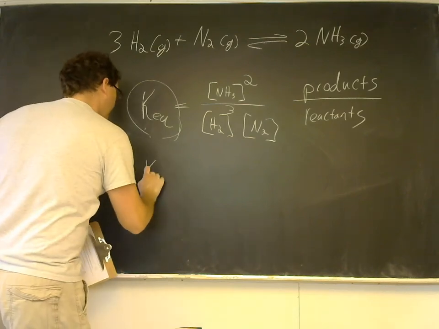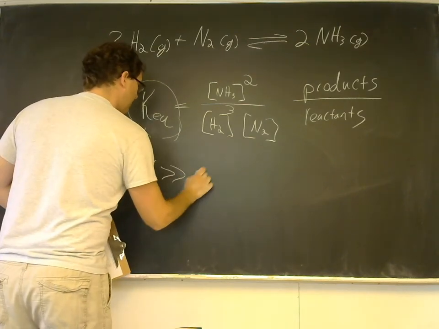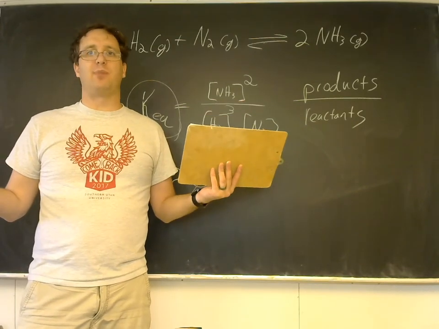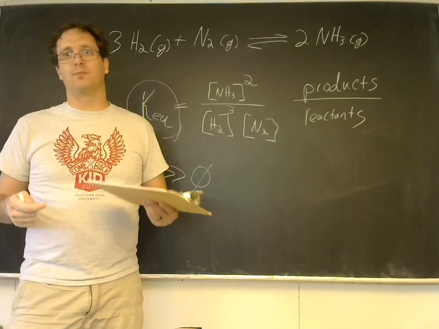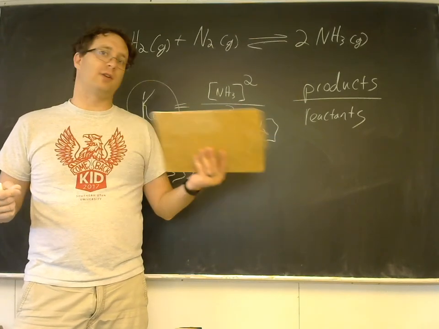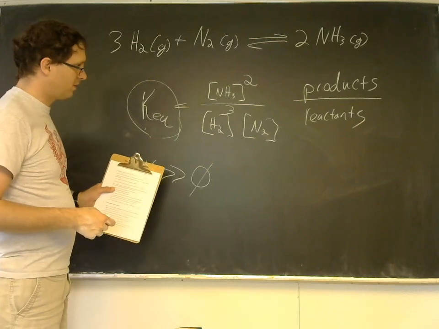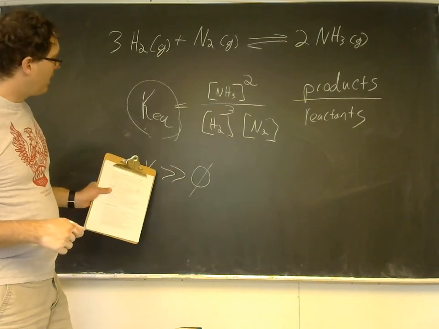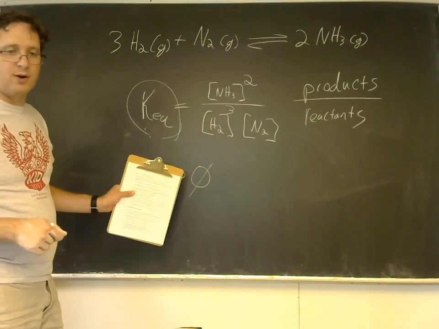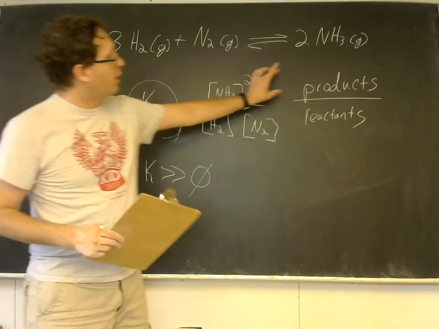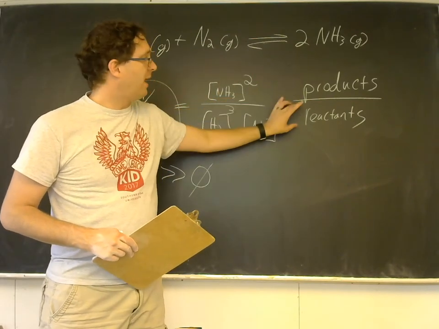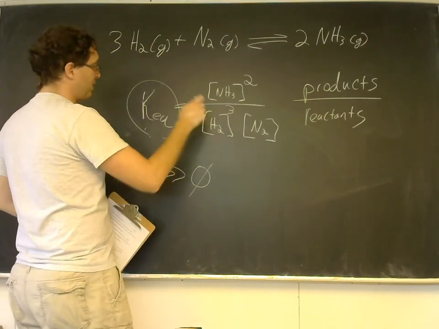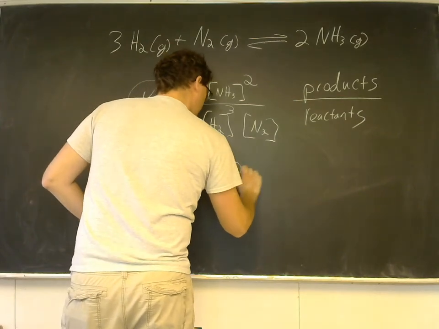You could have a K that is much greater than 0. Say you have a K that's on the order of 10 to the positive 12th, which would be a trillion. Thousand, million, billion, trillion, yes. So if you have a K that is much larger than 0, then that means that your numerator is very large and your denominator is very small. So we will call reactions that have K much larger than 0 product favored.